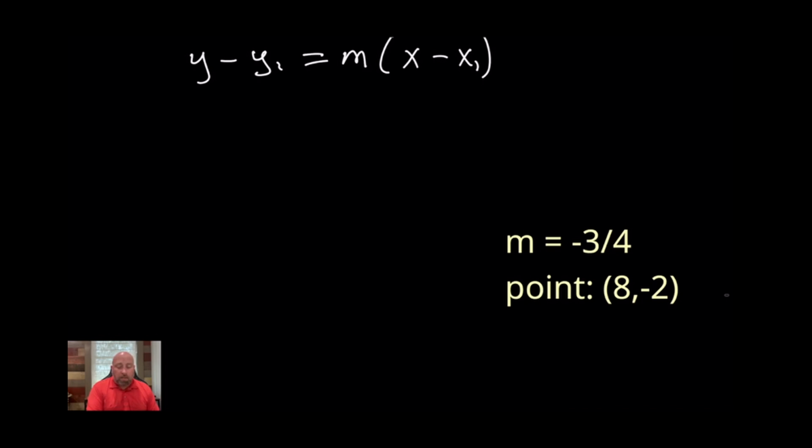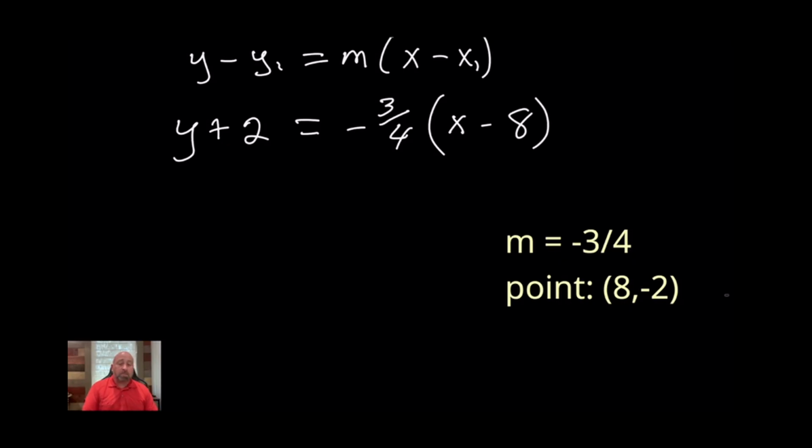What's our y point? It's -2. So y minus minus gives us a plus 2 equals m. This time it is a fraction, okay? And it's a negative fraction. So -3/4 times x minus 8, okay? This one's a little bit trickier because now we have to do our distribution with a -3/4. Well, it's a little bit harder. It's not terrible. Let's follow along and see what happens.